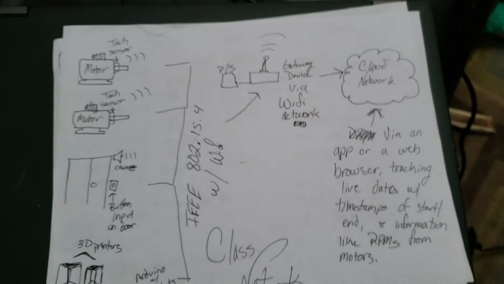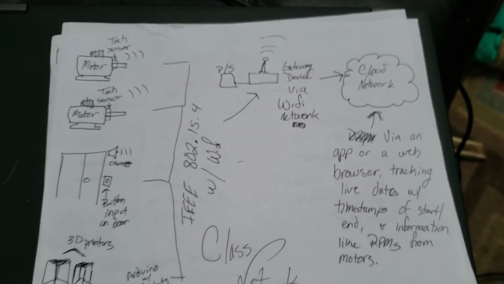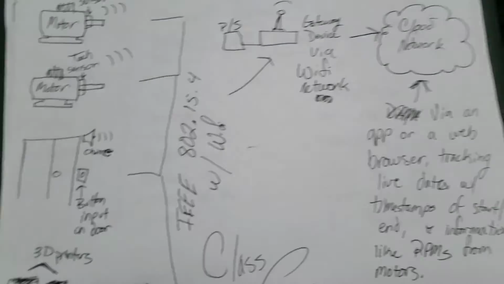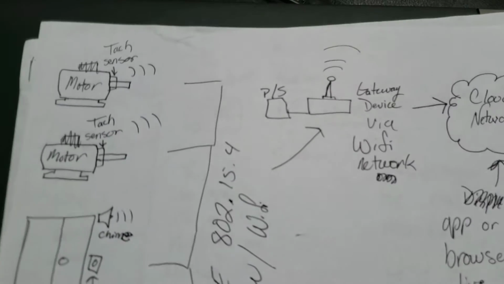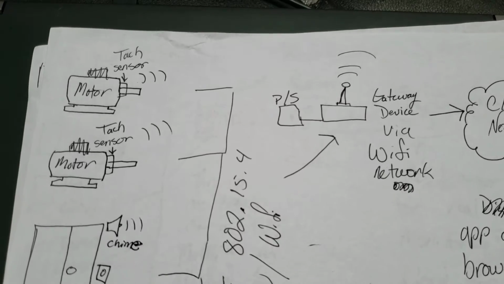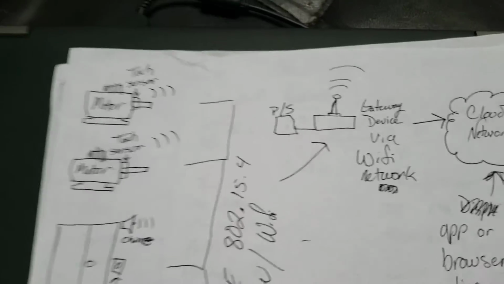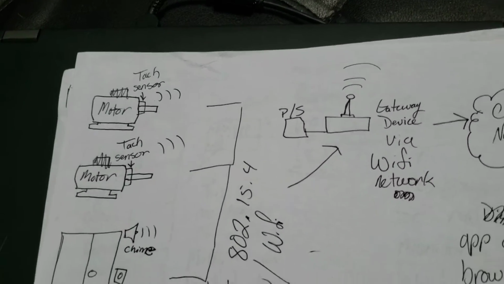Next, we come to the class network. So here we have two motors. We need to figure out at what RPM they are running and for how long they are running. So this could be two birds killed with one stone here. I've got a tach sensor that would also record how long they were running for. So they would have a timestamp of when they started and a timestamp of when they ended.